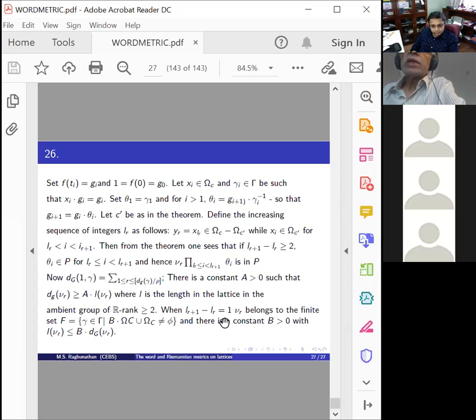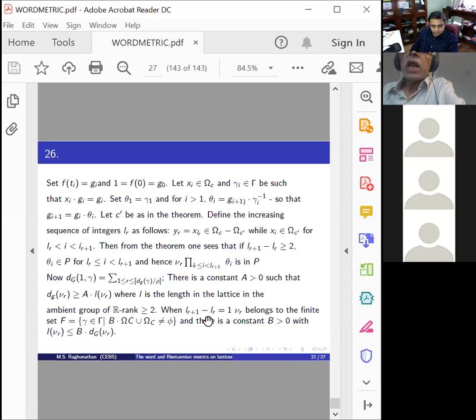When L_{R+1} minus L_R, nu_R belongs to the finite set of gamma such that omega_C minus C prime intersection omega_C is not equal to empty. Something like g dot omega, yeah. It should be omega_C minus C prime intersection omega_C not equal to empty. That's fine. Anyway, okay.